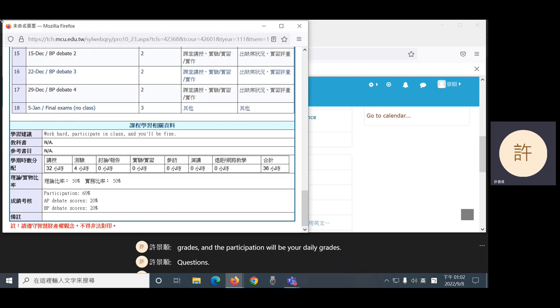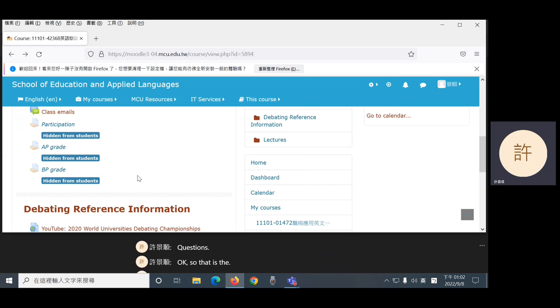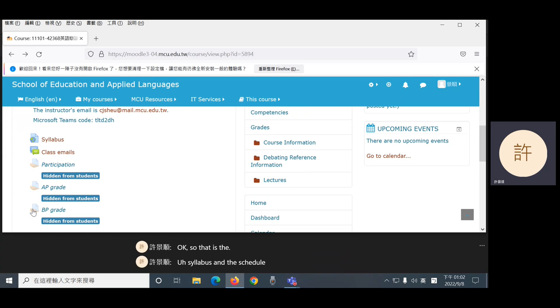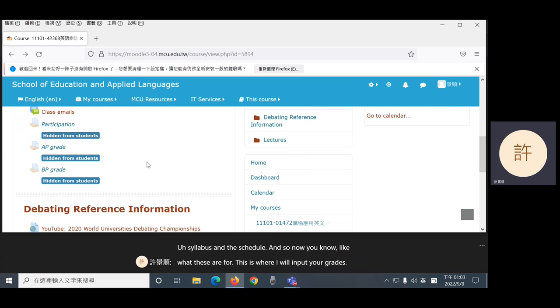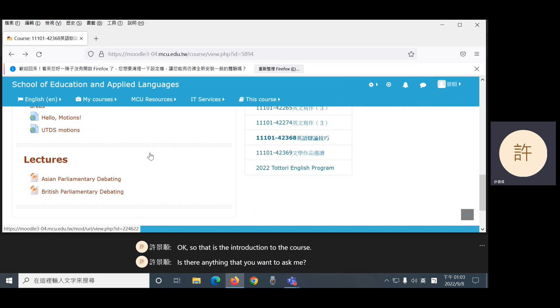Okay, so that is the syllabus and the schedule. And so now you know what these are for. This is where I will input your grades. Okay, so that is the introduction to the course. Is there anything that you want to ask me?